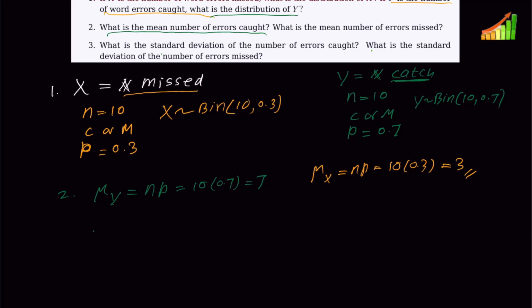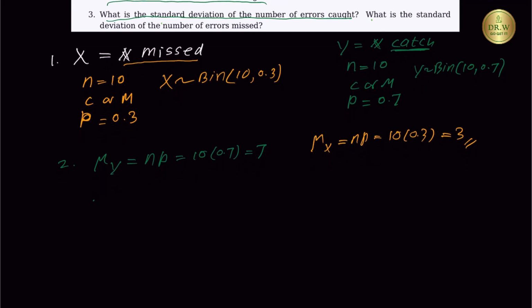Right. The third one. Third one asking what is the standard deviation of the number of errors caught. Okay, number of errors caught, that is the y, right? The standard deviation. Before we find the standard deviation, let me find the variance. Variance of y. What is the variance of y? np(1 minus p). So here we already know np, so I write down that 7, then 1 minus p is this, right? So 7 times 1 minus 0.7, 2.1.